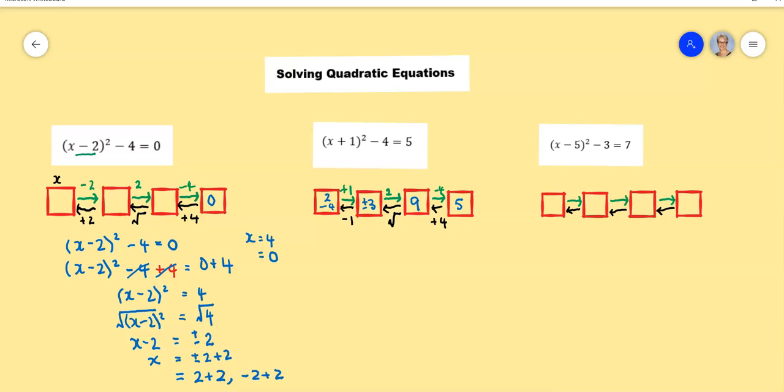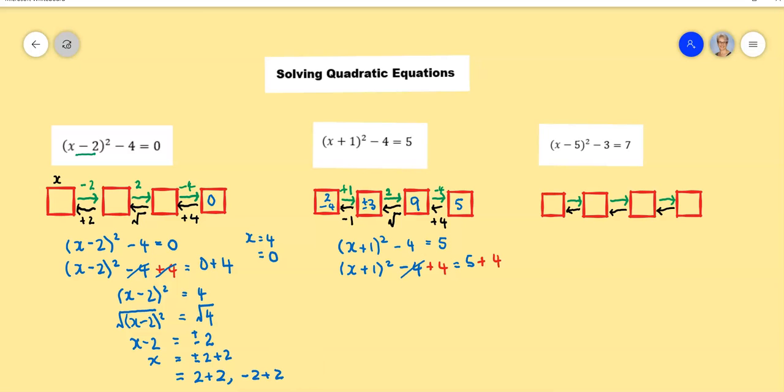So let's do that algebraically. So we've got x plus 1 squared minus 4 is equal to 5. Now, the first thing I'm going to do is add 4 to both sides. So I've got x plus 1 squared minus 4 plus 4, and that's equal to 5 plus 4.